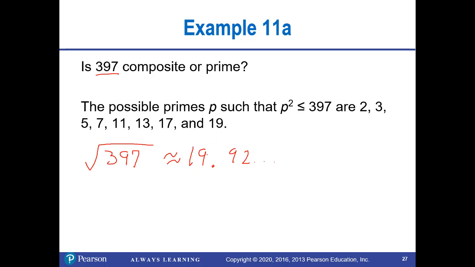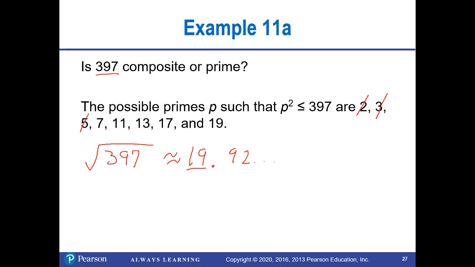We check it by the prime numbers up to 19. So we check it by numbers 2, 3, 5, 7. And if any of these prime factors divide 397, then we know it is composite. If none of them divide 397, we know it's prime. So right away we know that 2 doesn't divide it because it's not even. We know 3 doesn't divide it because the sum of its digits doesn't equal a multiple of 3. And we know that 5 doesn't divide it because it doesn't end in 0 or 5.